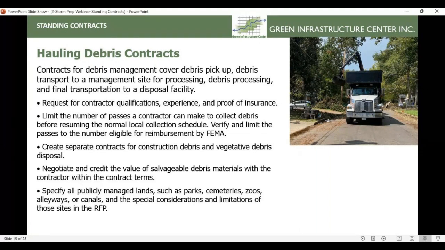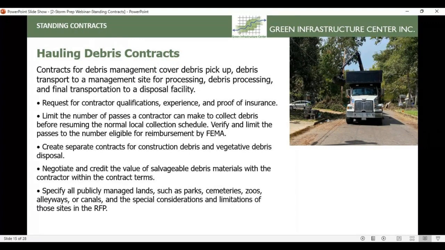Create separate contracts for construction debris versus that vegetation debris disposal, because they are going to have different kinds of qualifications and specifications for those types of debris. Negotiate and credit the value of any salvageable debris materials with the contractor within the contract terms.